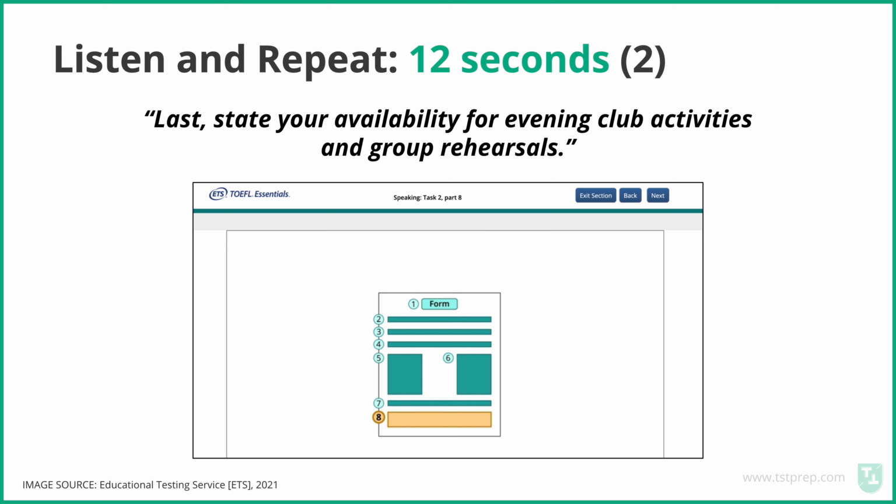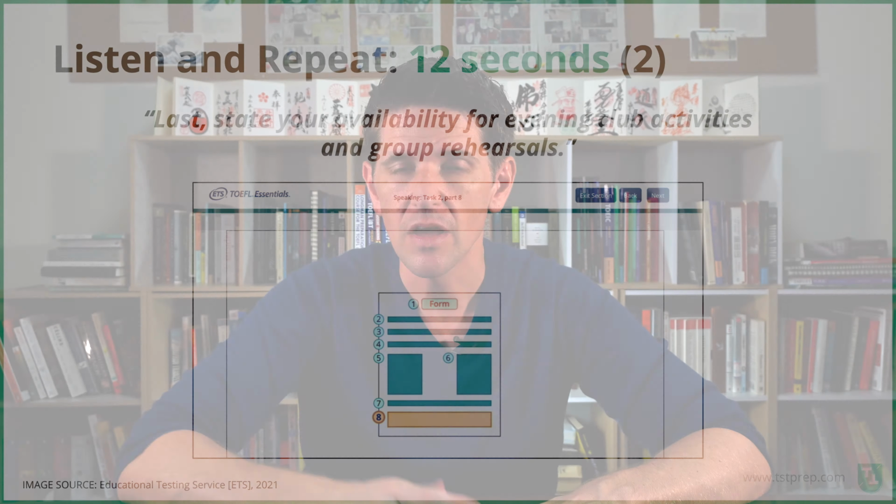So maybe I stutter on "rehearsal." I didn't put rehearsals with an S. I should have had an S there, but I didn't remember that. And I said evening classes instead of evening club activities. These are tiny little things, but they do come up when you're trying to remember what you heard.